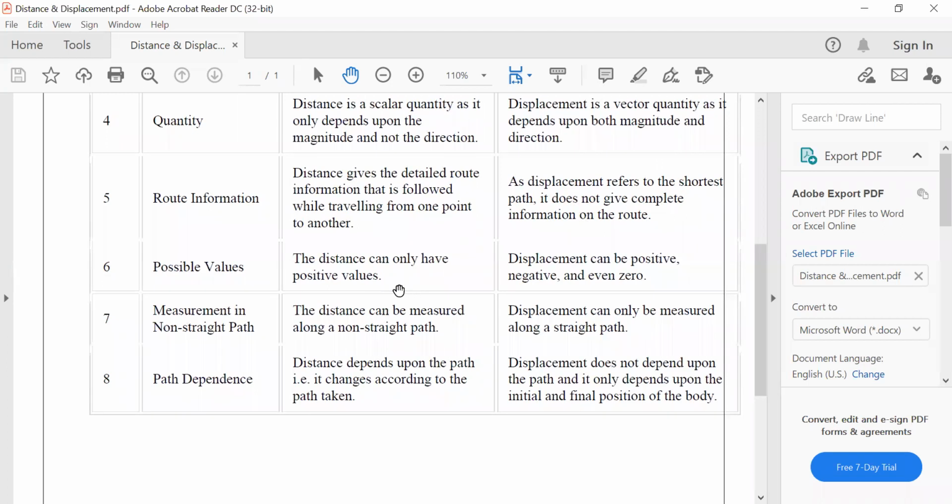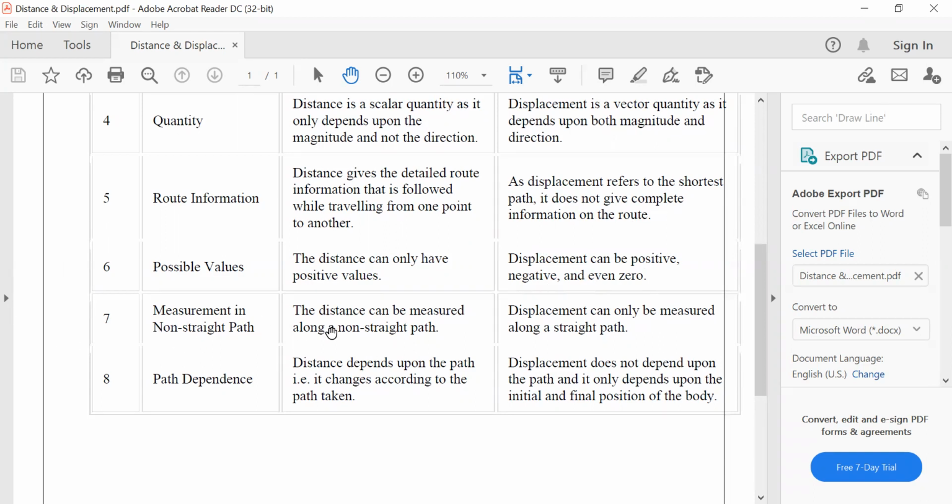Now the distance can only have positive values, isn't it? So the distance may be 2 meters, 5 meters, 6 meters, or something like that. But the displacement can be positive, negative, and even zero, right? So displacement could be positive and negative as well as zero.